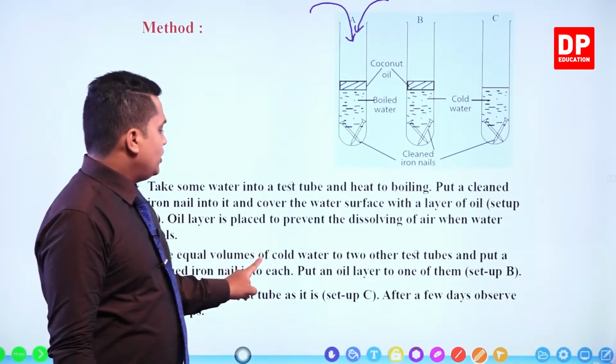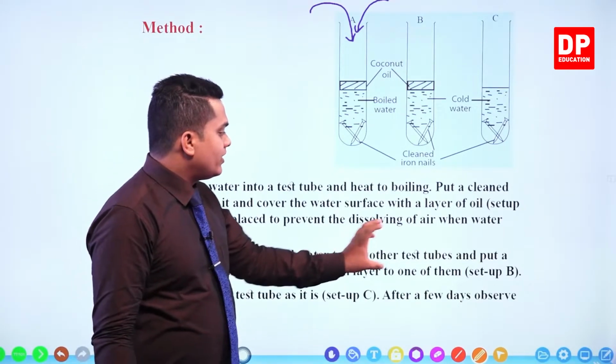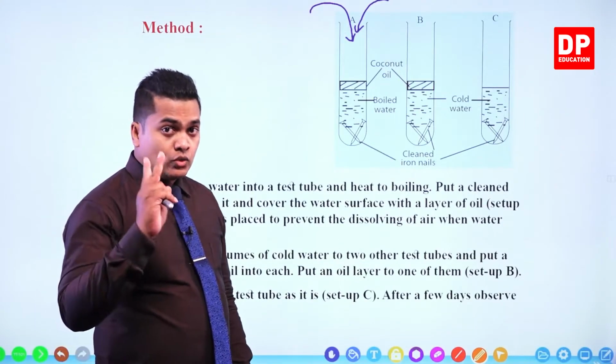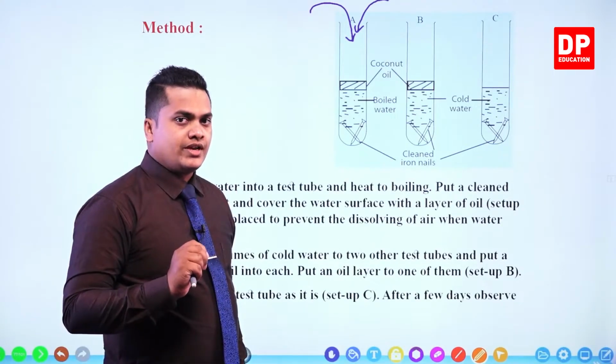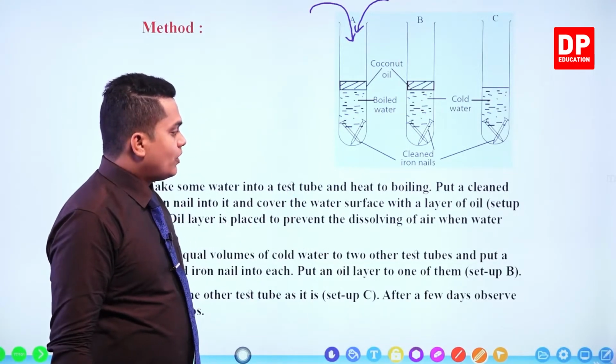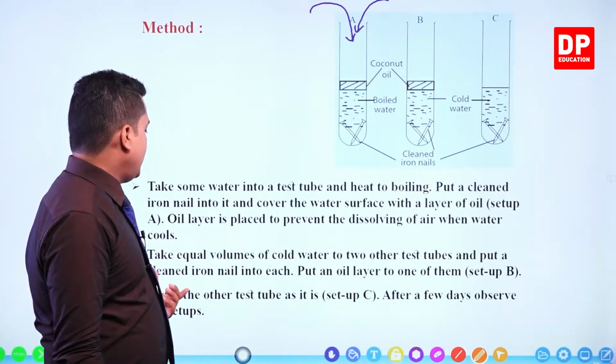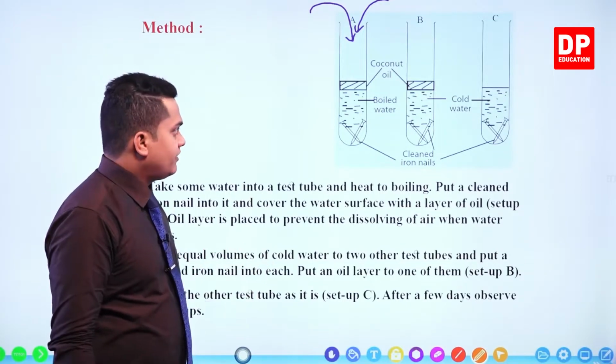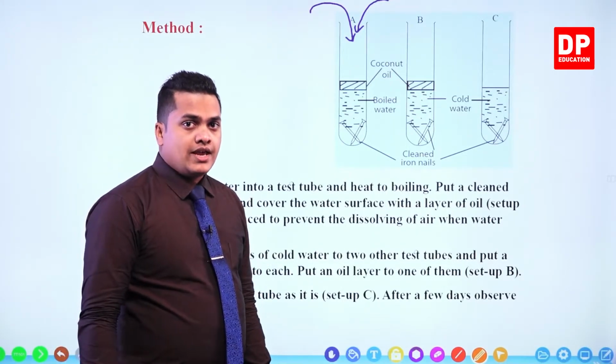Take equal volumes of cold water to two other test tubes. We have to take another two test tubes or boiling tubes, right? So we have to take two other test tubes or boiling tubes and put a cleaned iron nail into each, and we have to put clean iron nails into it.